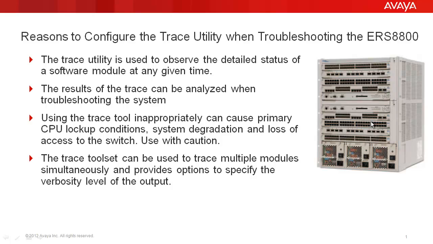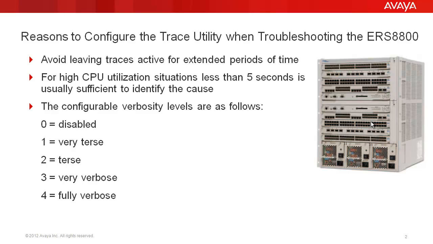Using the trace tool inappropriately can cause primary CPU lockup conditions, system degradation, and loss of access to the switch. You should use the trace utility with caution. The trace toolset can be used to trace multiple modules simultaneously and provides options to specify the verbosity level of the output. You should avoid leaving traces active for extended periods of time. For high CPU utilization situations, less than 5 seconds is usually sufficient to identify the cause.